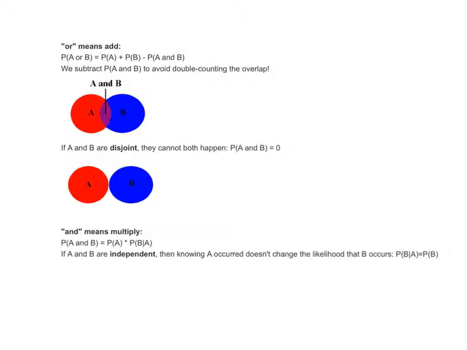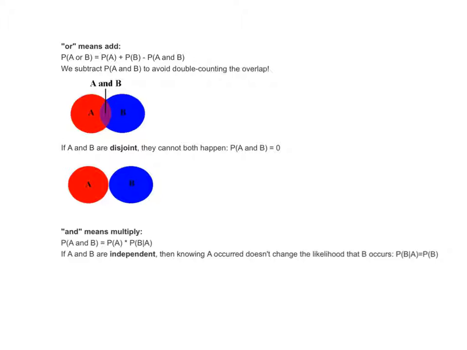Next, if you see or in a problem, it means add. For example, the probability of A or B occurring is the probability of A plus the probability of B minus the probability of A and B. And we have to subtract this part because we want to avoid double counting people who are in both A and B. Here's an example.